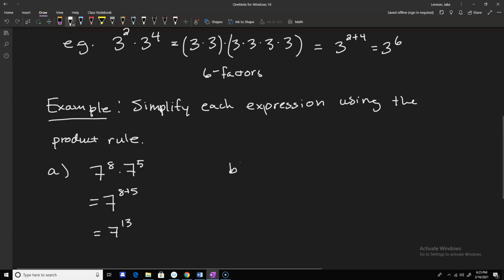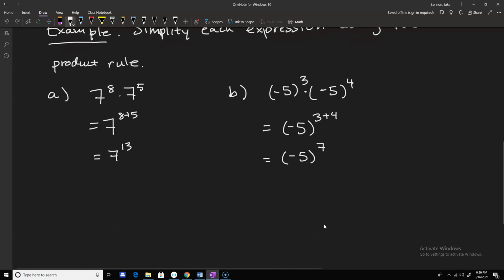B, let's have a look at negative 5 to the third times negative 5 to the fourth. Again, we just have negative 5 raised to two different powers, and those are being multiplied together. So we just take the thing that's being raised to the powers, that's common, and we add those exponents. So 3 plus 4, and we get negative 5 to the 7th.